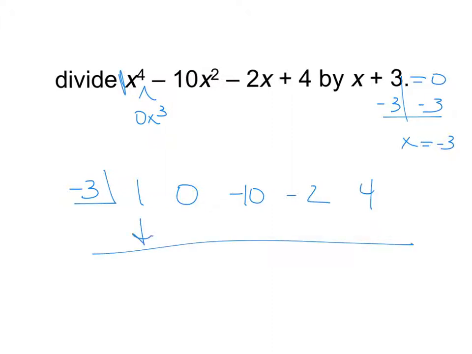I'm going to now drop down my 1 and multiply -3 times 1 to get -3. Add to get -3. -3 times -3 is a +9. Add to get -1. -3 times a -1 is a +3. Add, you get a +1. And then -3 times 1, you multiply that, you get -3. And you add and you get a remainder of 1.